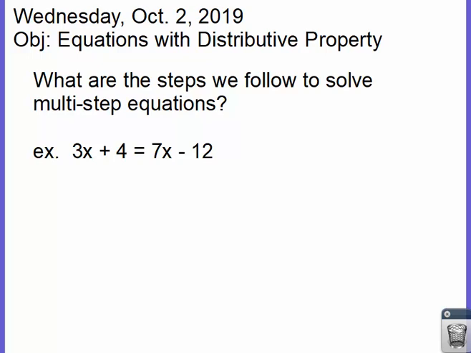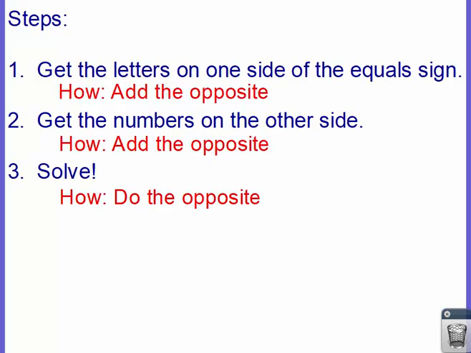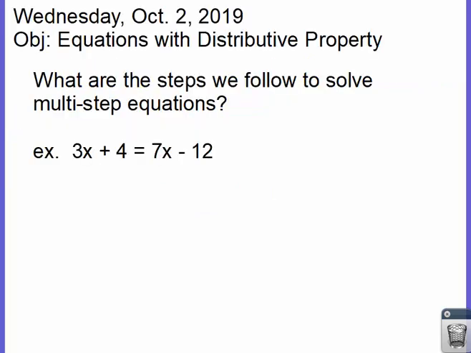Well, we know that there are three of them, and the three steps are: one, get the letters on one side of the equal sign. How do I do that? I'm going to add the opposite. Step number two, get the numbers on the other side of the equal sign. Again, how do I do that? I add the opposite. And then the third thing, now that our numbers are on one side, our letters are on the other, all we have to do is solve. If I have a multiply, we do a divide. If I have a divide, we do a multiply. So let's see if we can review solving this particular equation right here.